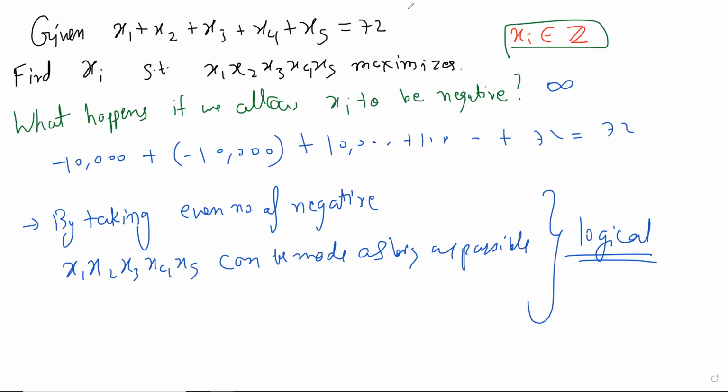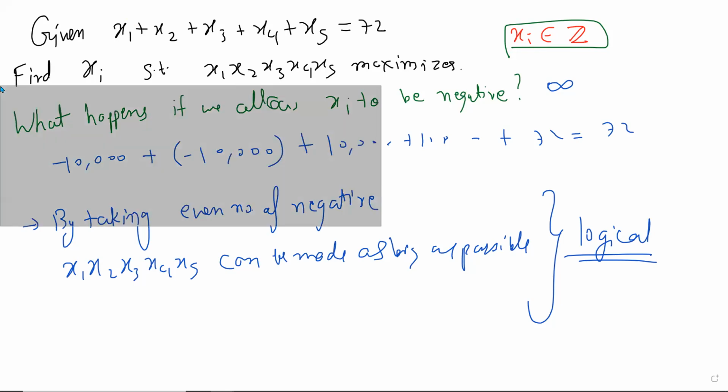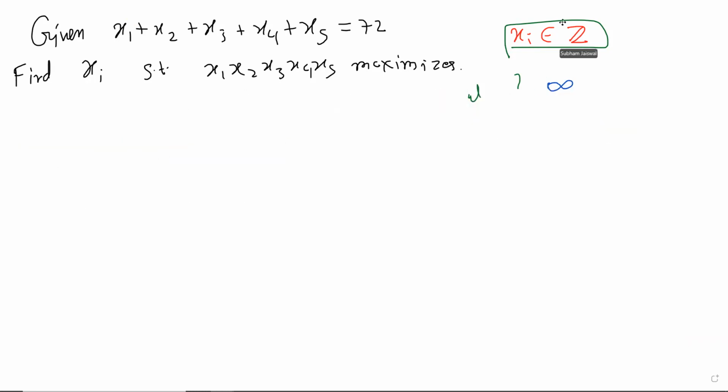So this is not very interesting. Whenever products are given, usually we take the numbers to be positive, unless there are squares, in which case it does not matter and you can take them to be negative also. But in our case, it's simple. So we adjust this question, or you can just write naturals.